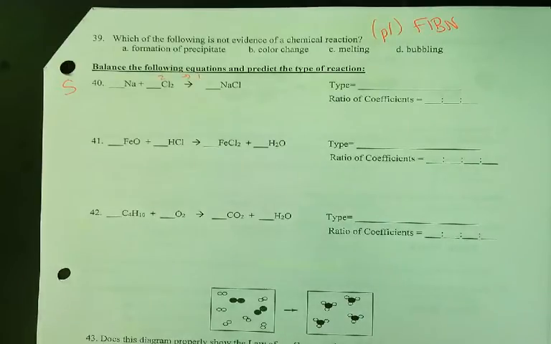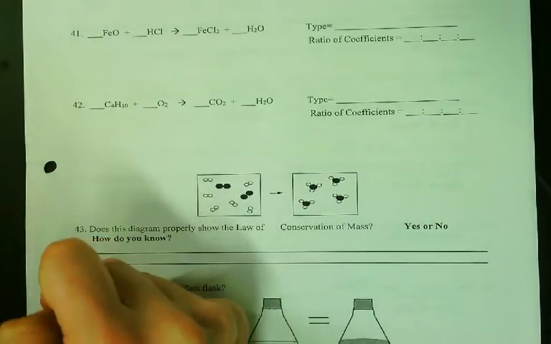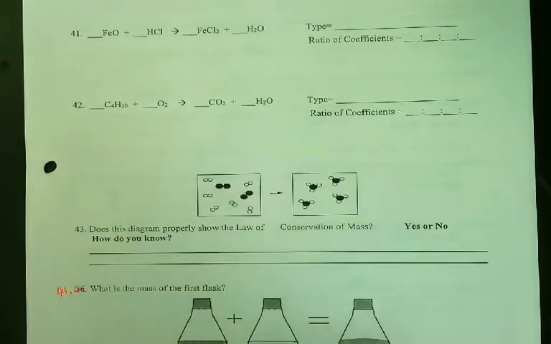Go ahead and pause and work on some of those. Now I want to look at, wow, 43 and 36. That's definitely 43 and 44. That happens sometimes. 43 and 44.